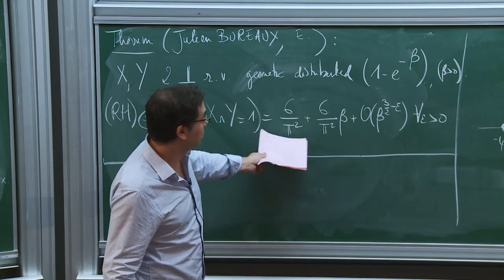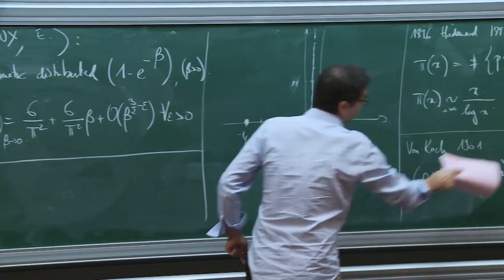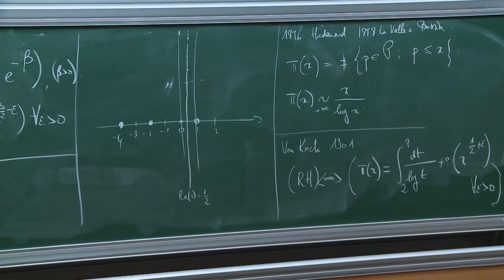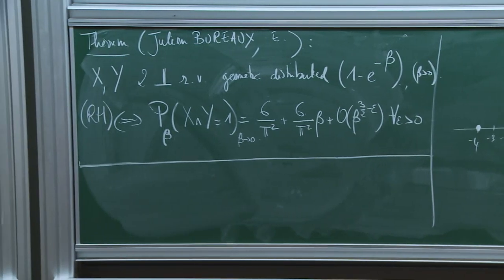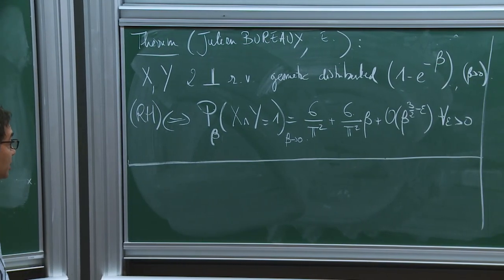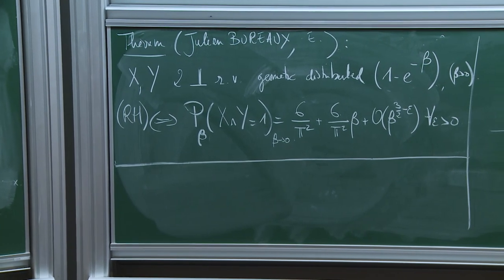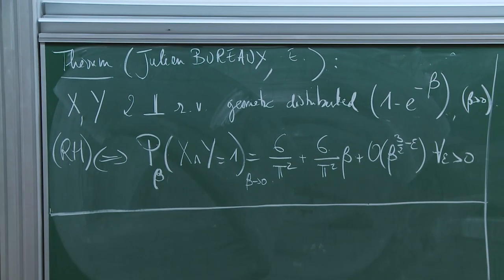So this takes the place of this integral. And if you have a narrow term, which is beta to the three halves minus epsilon for all epsilon, then the Riemann hypothesis is true.